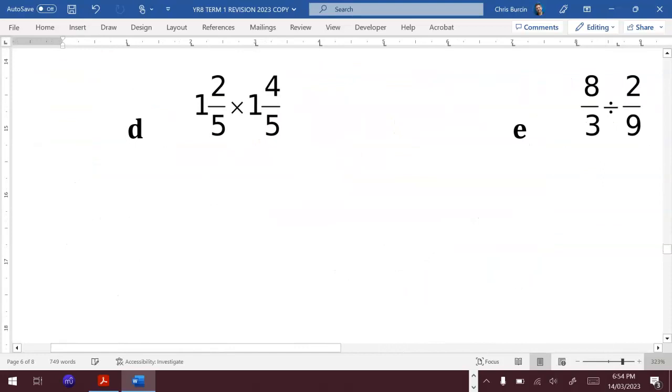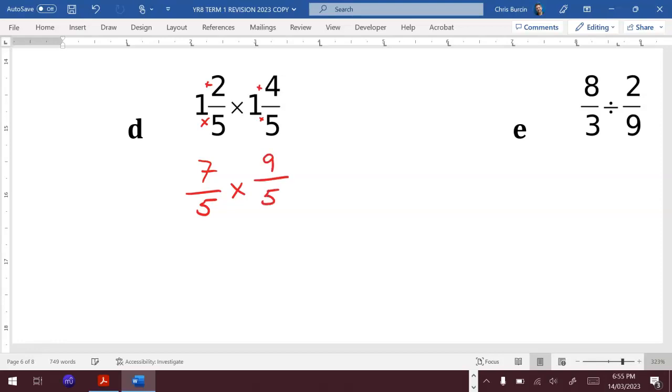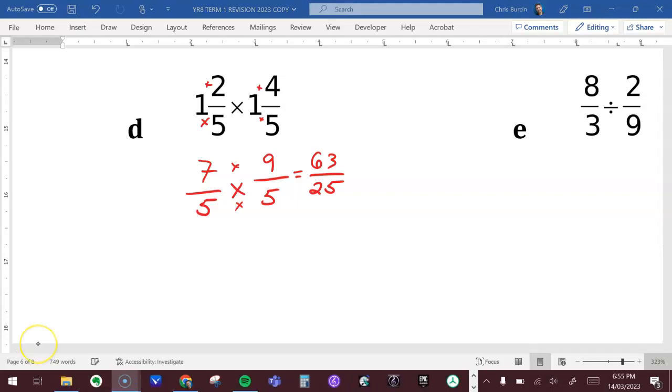Now to put it into practice, here I have multiplication. It's the same. I just go straight across. But aha, I still want to change these mixed numbers into improper fractions. 5 times 1 is 5, plus 2 is 7. So I have 7 over, I keep my denominator, times, so there's no flipping involved here. 5 times 1 is 5, plus 4 is 9. Okay. And so that gives us 63 over 25, because we did 7 times 9 is 63, and 5 times 5 is 25. Okay, so that's obviously going to be a mixed number because the top number is larger.